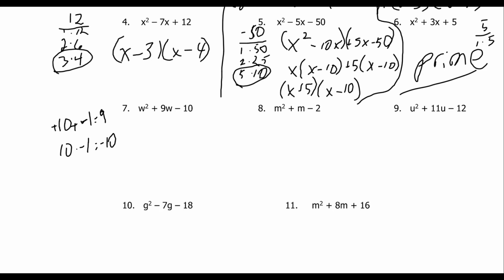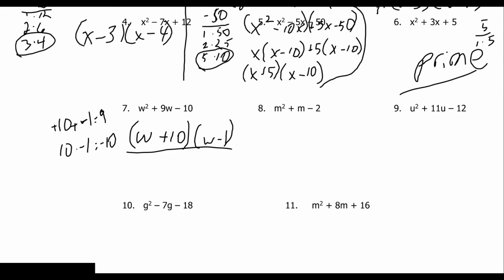So what we say is w plus 10, w minus 1. And that's the answer. And you should be able to get faster and faster with these as time goes along.